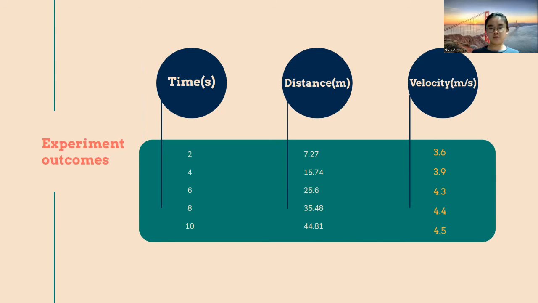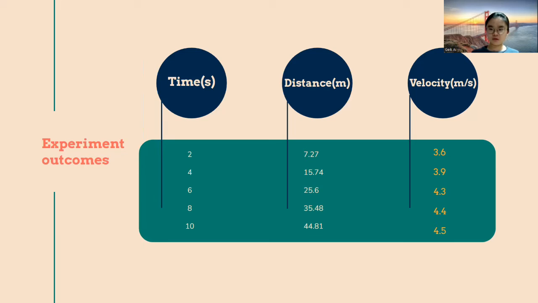And this is the experiment outcome of my activity. There are 3 data I can obtain from the activity, which is the time in second, distance in meter, and also velocity in meter per second. So I try 5 different time intervals, which is 2, 4, 6, 8, and 10.